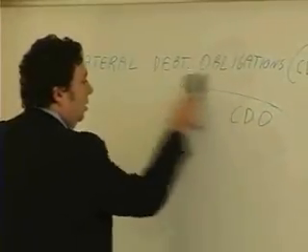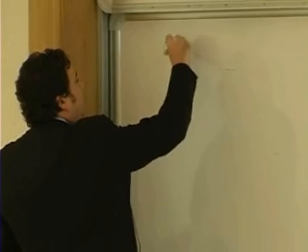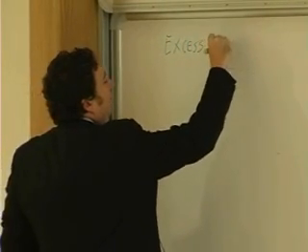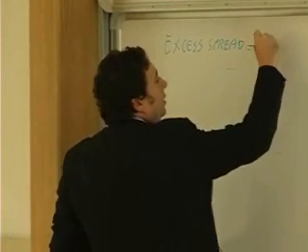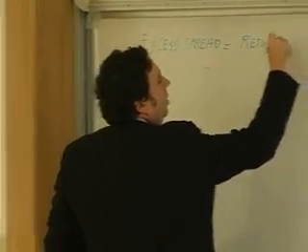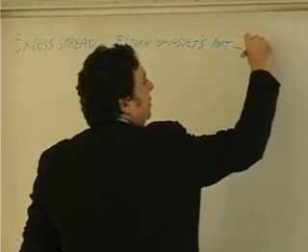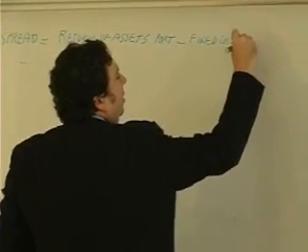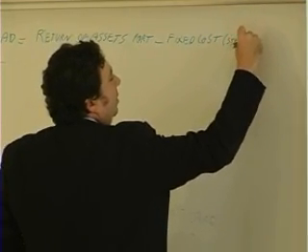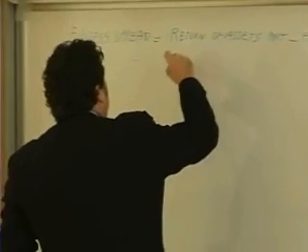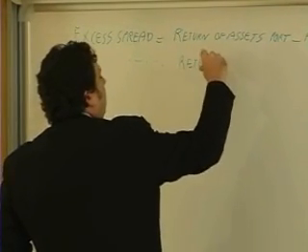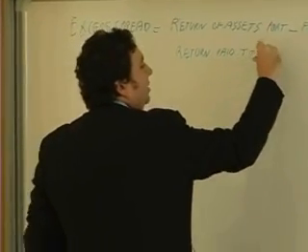So again, the excess spread is the return of the asset portfolio, minus the fixed costs related to the structure, minus the return paid to the ABS investors.